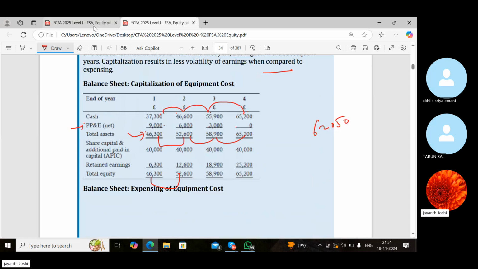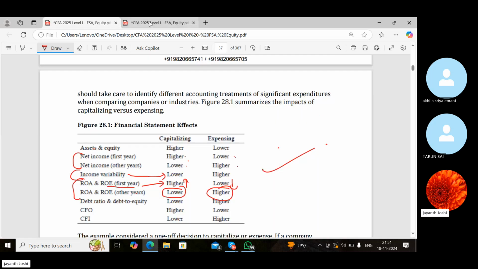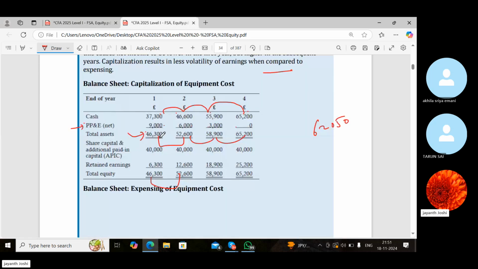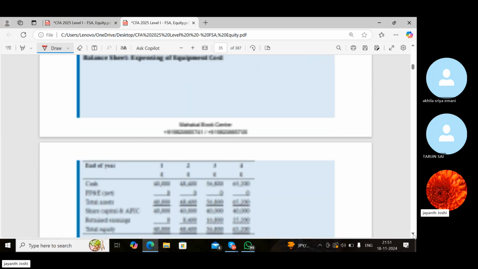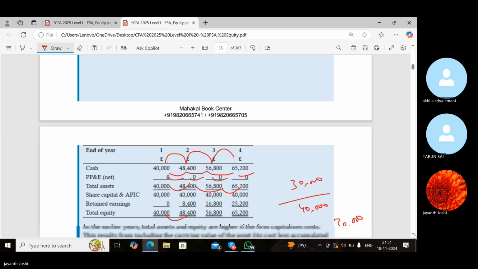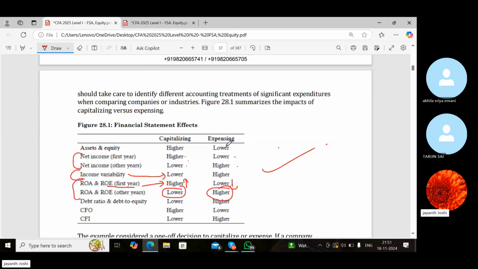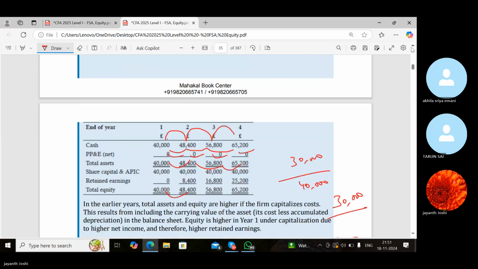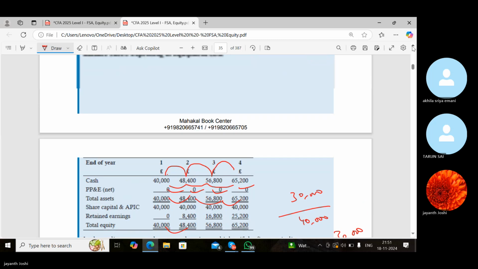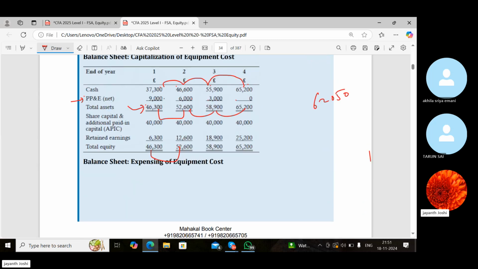So in the case of assets and equity in capitalizing, the assets are increasing, it's higher, right? And in expensing, when we compare, it's lower in the first year. They have just told that in the beginning years it is higher, and in expensing it is lower. So we can see the assets, and you can draw the comparison.